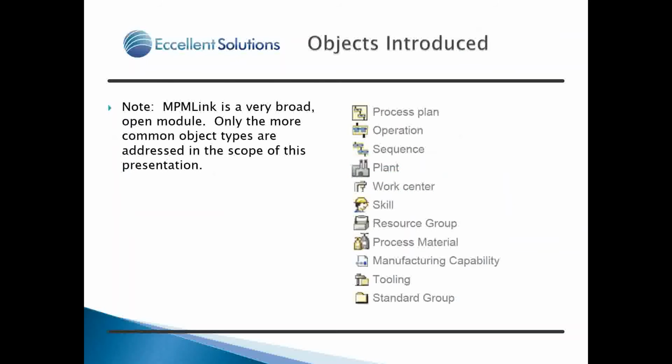Before I go into the next page, I wanted to cover several of these additional objects underneath the plant. The work center, skill, resource group, process material, manufacturing capability, and tooling are also similar in makeup and structure to the plant object type. What I'll show in the demonstration is how you can use those other resources as a way to fully define something that exists in a plant. The way I'm going to do it in the demonstration is not the only way that MPMLink can be used, but it's just a suggestion on one way it can be used to organize that information.